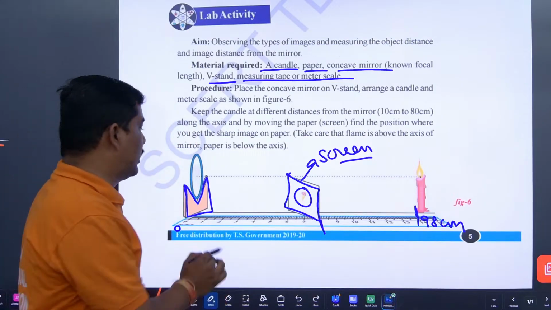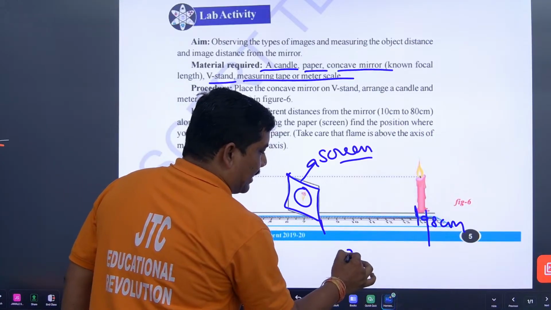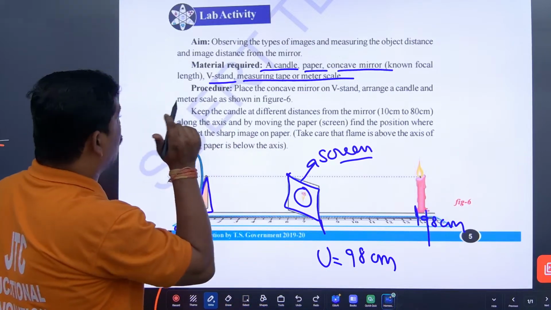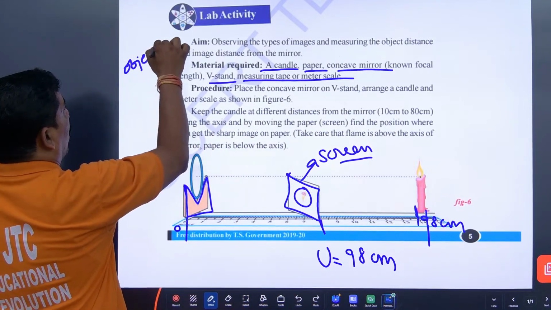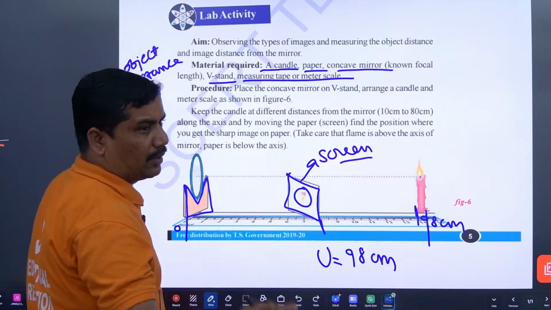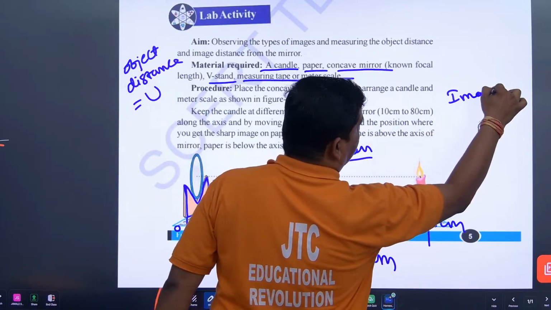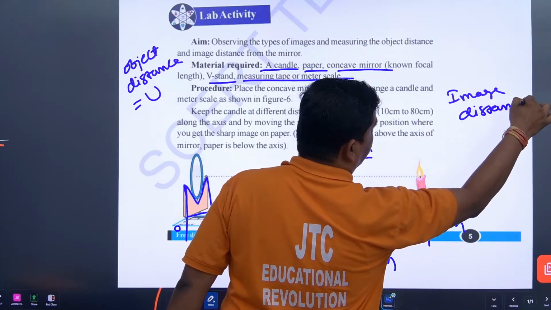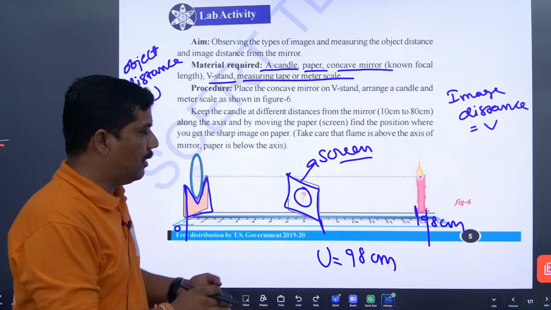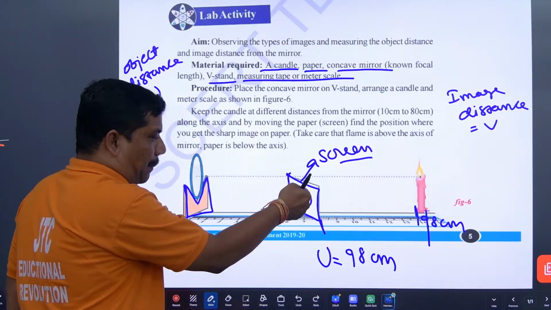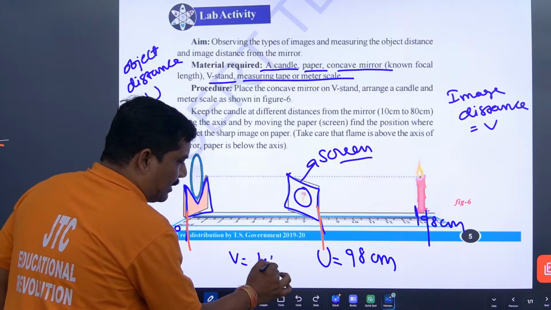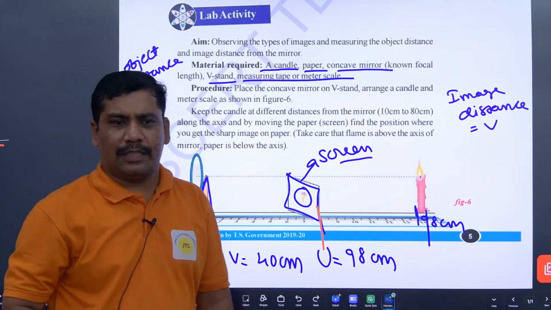Now, after marking, you see what was the object distance? 98 centimeter. Right. Object distance is basically denoted by capital U. Object distance is denoted by capital U. Okay. Look at here. Image distance is V. Okay, everyone with this, right? So, object distance is 98 here. Then you see wherever the paper is. From here you measure the distance. Imagine 40. So, image distance is 40 centimeter. Getting with this point, everyone?